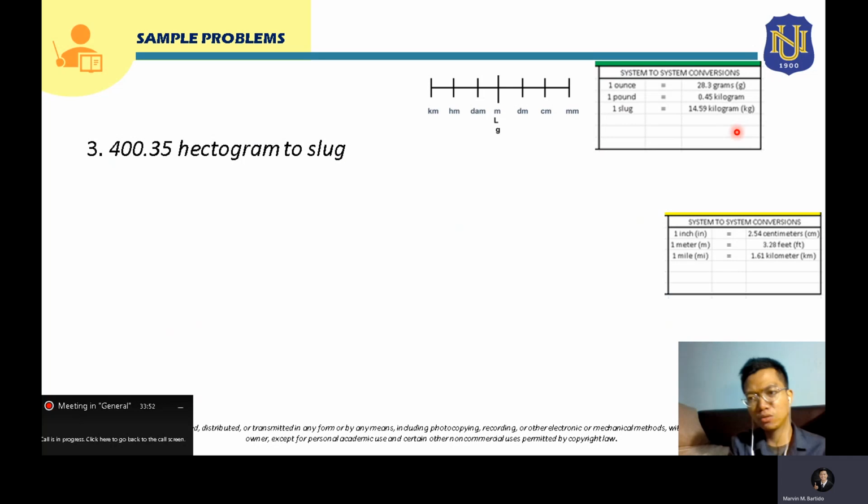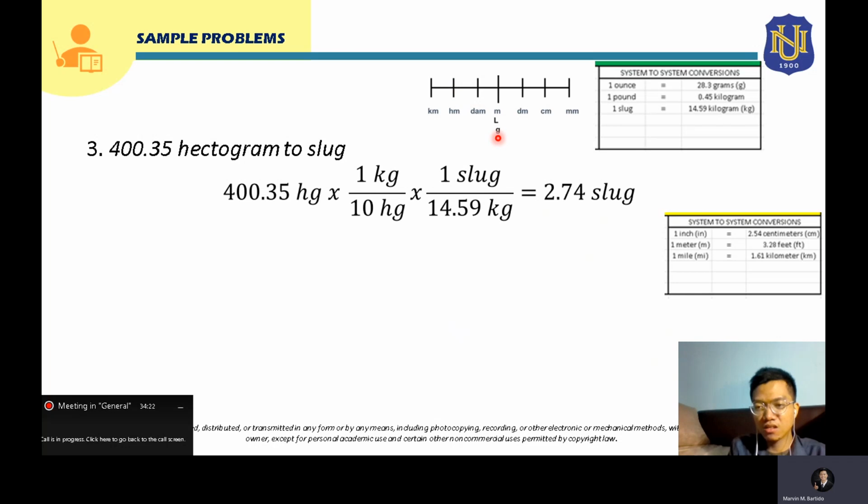We can actually use this conversion line. Let's say kilogram and hectogram. For every 1 kilogram, that will be 10 hectograms, right? But we can also use 1 hectogram, which is also equal to 0.1 kilogram, right? So either of those two conversions we can use for this. So this will be the solution.